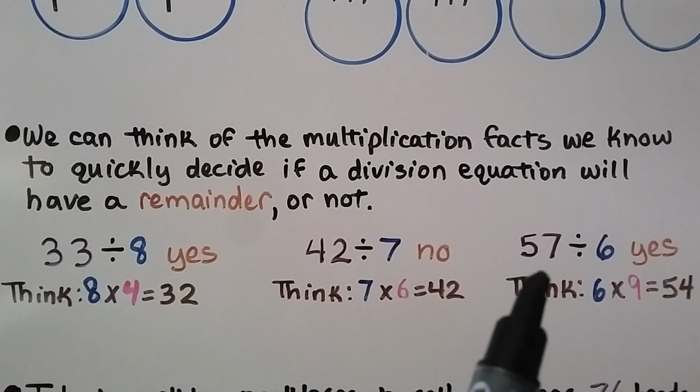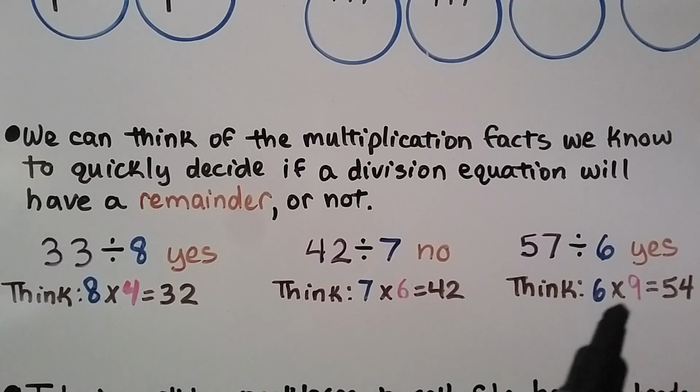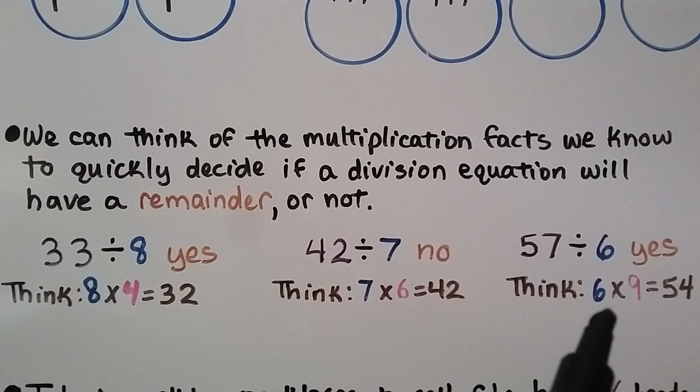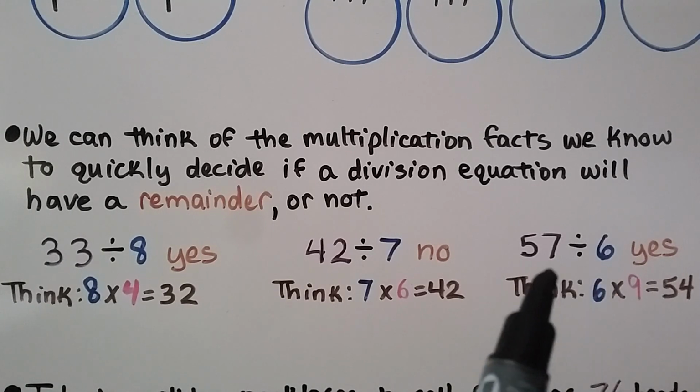We have 57 divided by 6. We think of our 6 facts. We think, well, 6 times 9 is 54. If I did 6 times 10, that would be 60. That would be too much. That would be too great. So that would fit, but then we have 3 left over, 3 remaining. So yes, that would have a remainder.